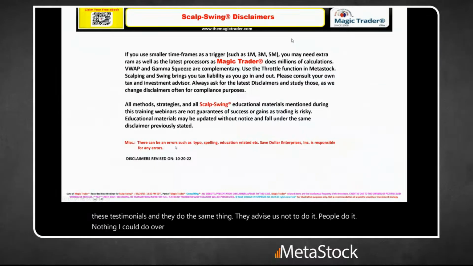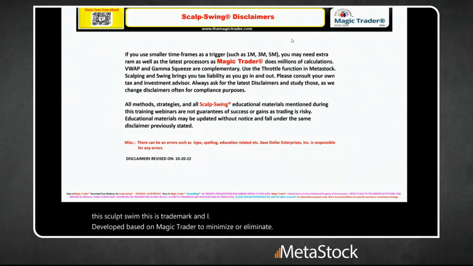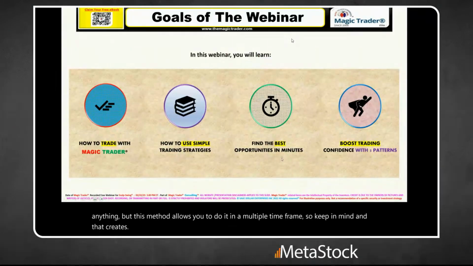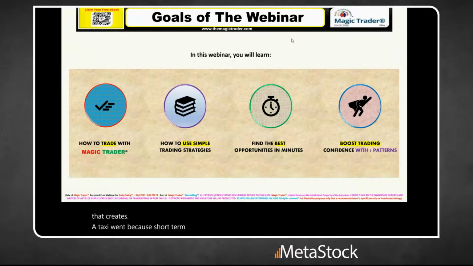This is really the heart of the success story. And please pay attention to the Scalp Swing. This is a trademark, and I developed it based on Magic Trader to minimize or eliminate all drawdowns. It's hard to believe, but people are eyewitnesses. We're not guaranteeing anything, but this method allows you to do it in multiple time frames. So keep it in mind. And that creates a tax event because of short-term profits, so you've got to talk to your accountant.